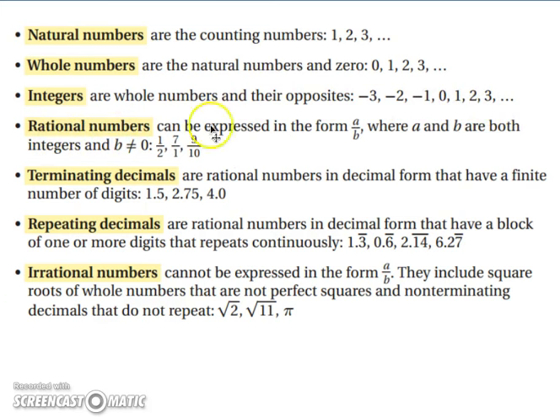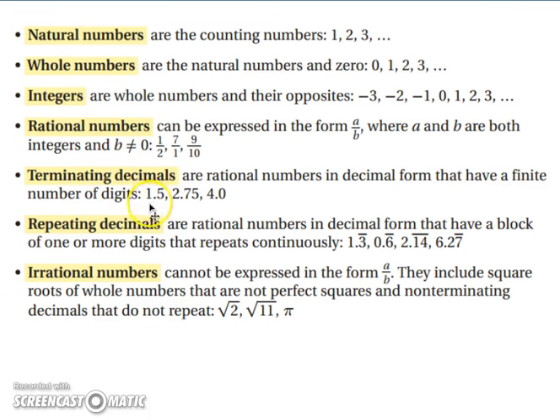Rational numbers can be expressed in the form a over b, where a and b are both integers, and b can't be 0. So like 1/2, 7 over 1, 9/10. Those are all rational numbers. Now you have terminating decimals. Terminating decimals, think terminating. If you're terminating something, you're ending it. So they are rational numbers in decimal form that have a number of digits.